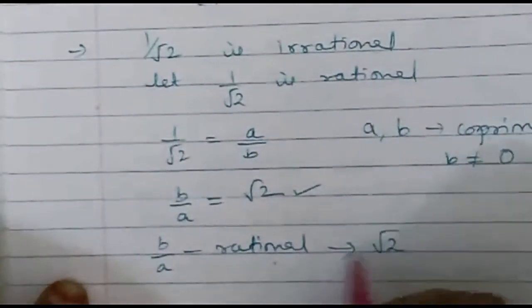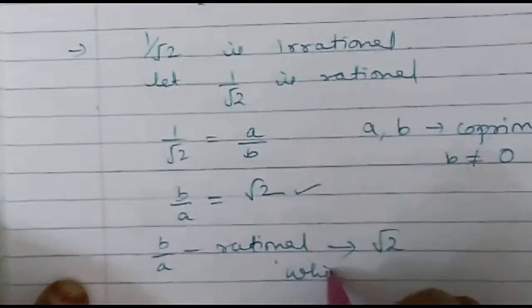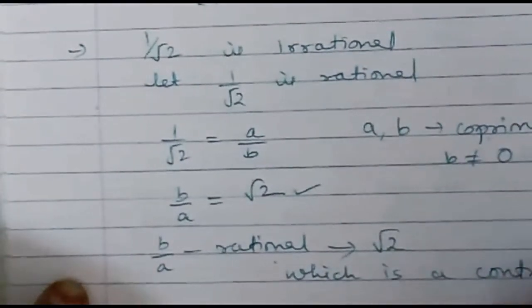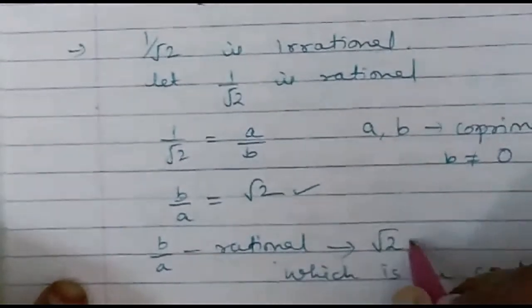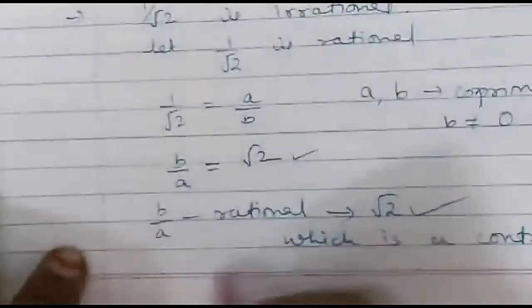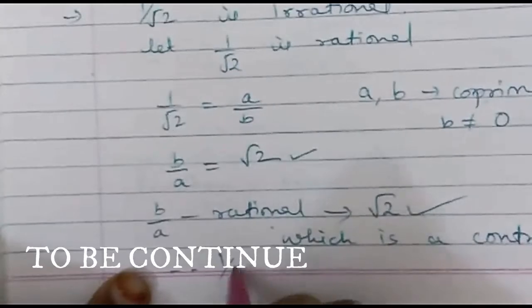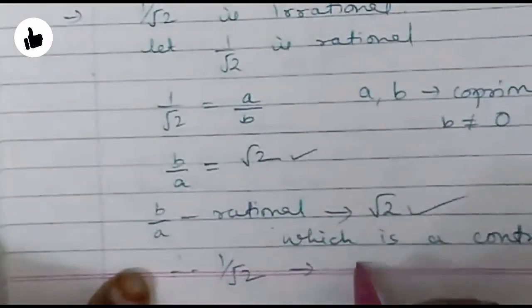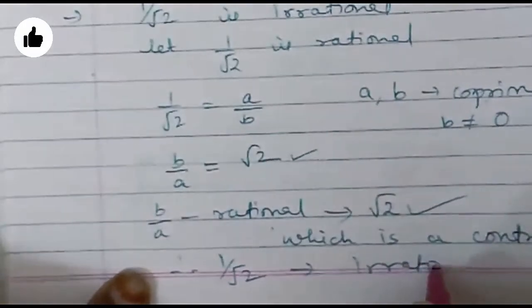But actually this is wrong. This is a contradiction, because root 2 is an irrational number. Thus it is proved that our supposition, that 1 upon root 2 is rational, was wrong, and so 1 upon root 2 is an irrational number.